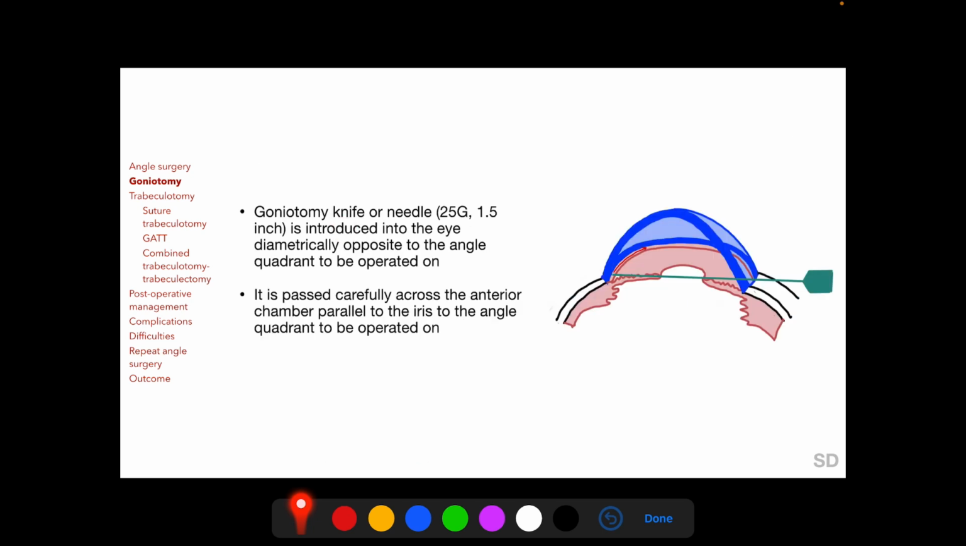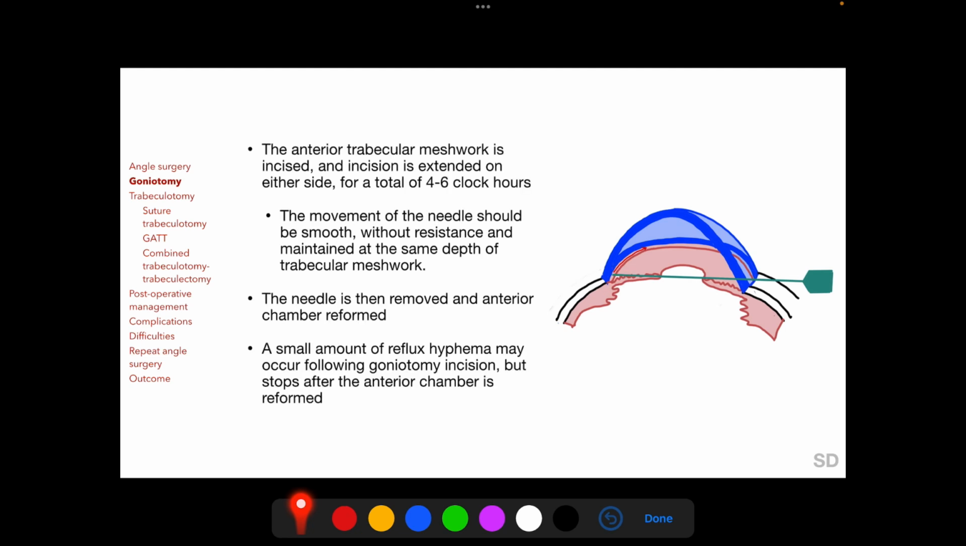A goniotomy knife or a 25G 1.5-inch needle is introduced into the eye through the limbus diametrically opposite to the angle quadrant to be operated on. This needle is then passed carefully across the anterior chamber, parallel to the iris, to the angle quadrant to be operated on. The goniotomy knife or needle is used to incise the anterior trabecular meshwork, and this incision is extended on either side for 2 to 3 clock hours for a total of 4 to 6 clock hours of incision, as shown in this diagram.